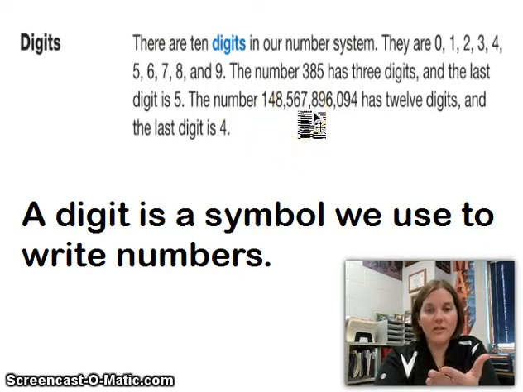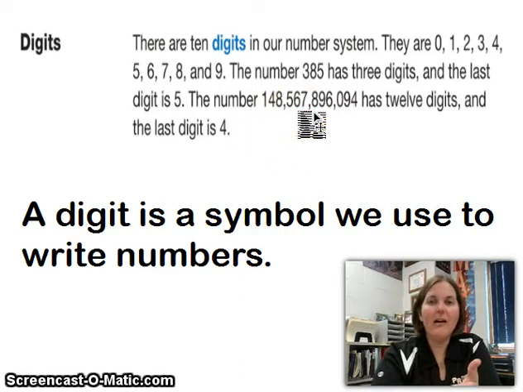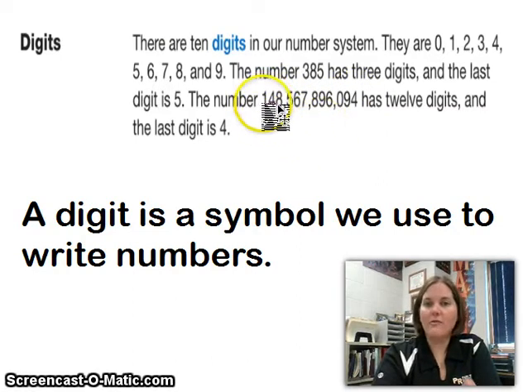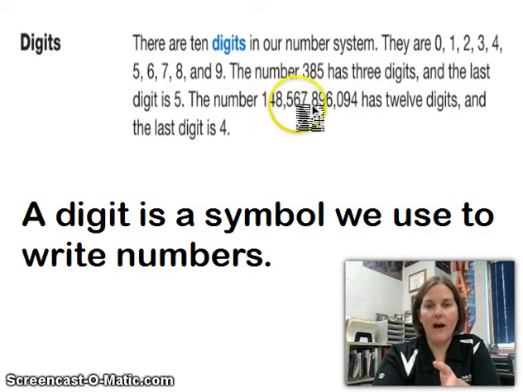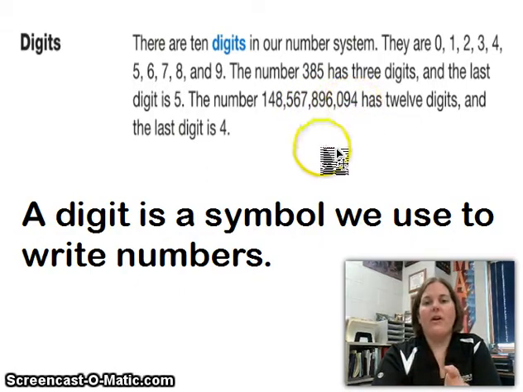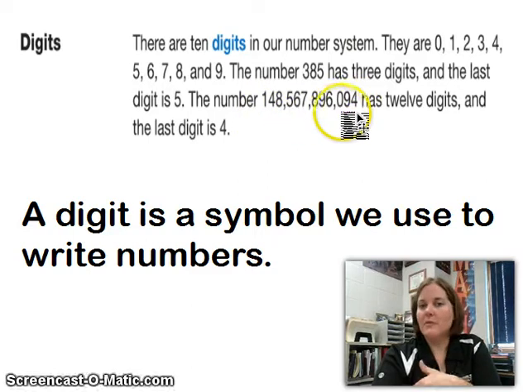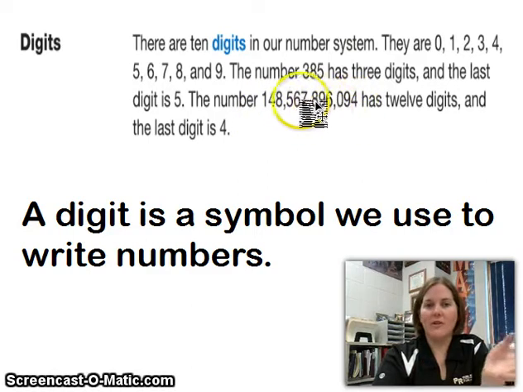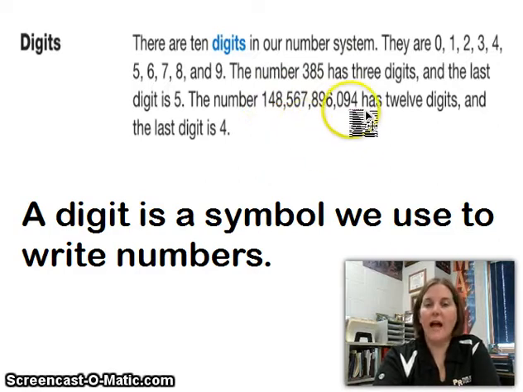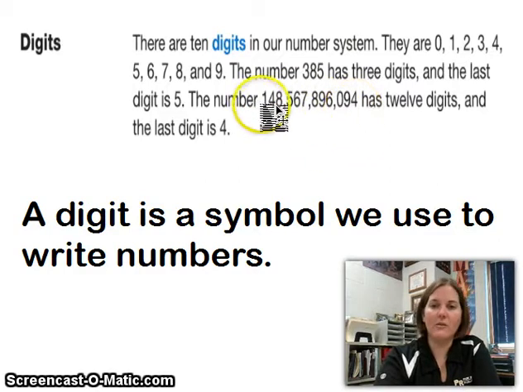The book might ask you questions asking how many digits does a number have. So for example, you look at this number, it's a rather large number. You just need to count how many digits there are. You could count individually 1, 2, 3, 4, 5, 6, 7, 8, 9, 10, 11, 12. Or you could see the commas separate the groups of 3 and count by threes. 3, 6, 9, 12. And so this number has 12 digits. The last digit of the number is 4. The first digit would be 1.